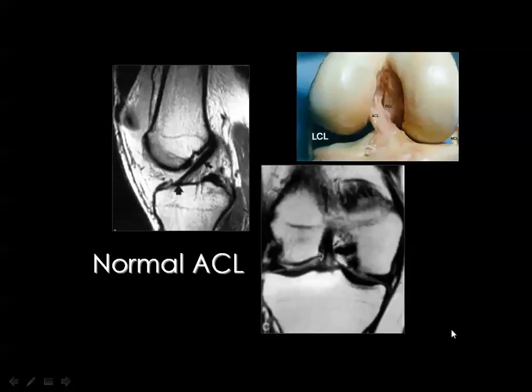And in the coronal images, whenever you look in the notch, you will see the anterior cruciate ligament related to the lateral femoral condyle, and the horizontal part of the posterior cruciate ligament is attached to the inner aspect of the medial femoral condyle, as I have mentioned in the section on the anatomy.